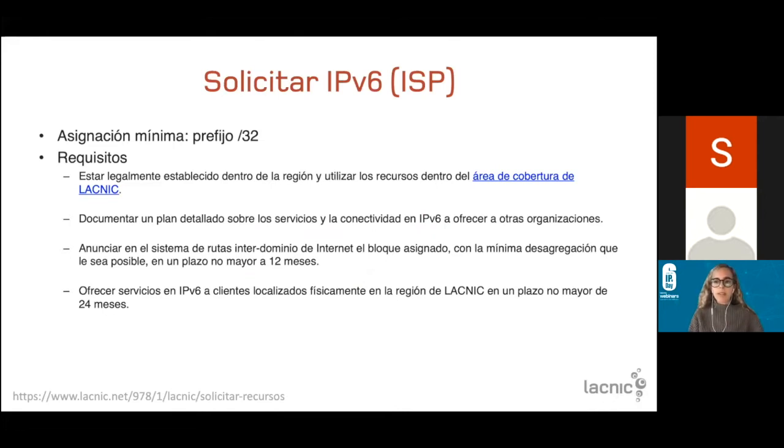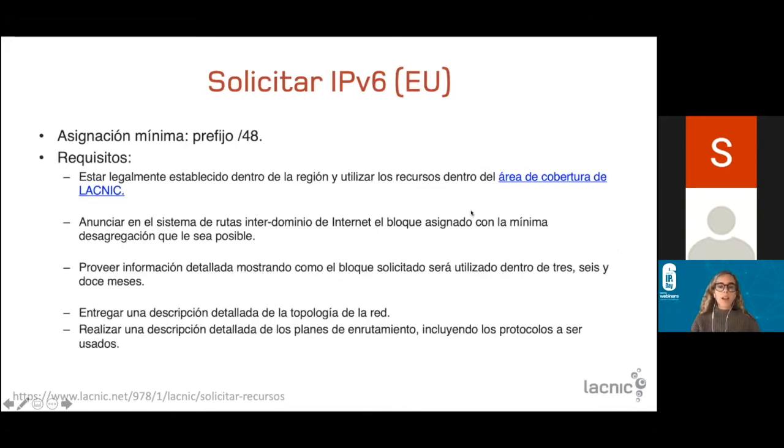So how do you request IPv6? The minimum assignment by default that LACNIC provides is a slash 32. And the requirement is that you be legally established in the region. We are also going to request a plan. We want you to explain what you're going to be using the IPv6 addresses for with a detailed plan, where you're going to announce it, who you're going to give service to. That's what we are going to request.